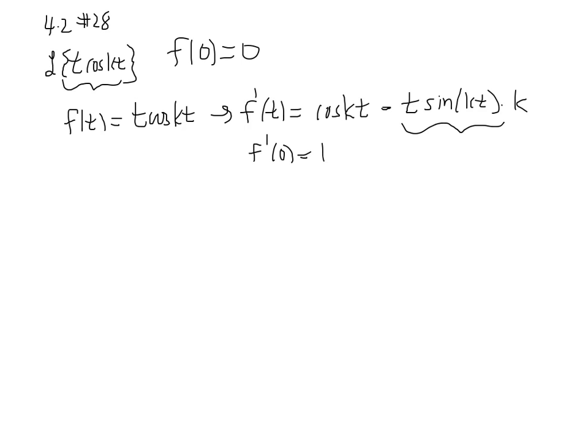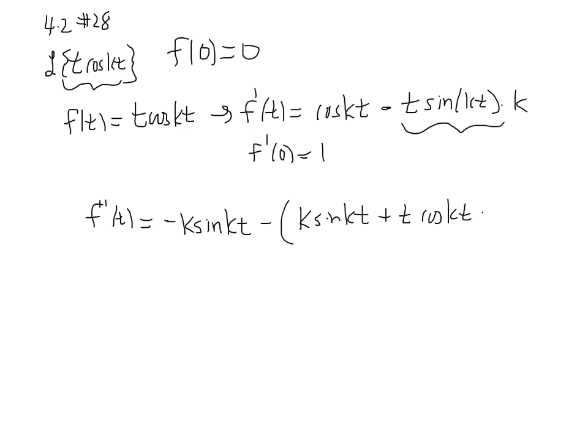So I'm going to take my second derivative, f double prime, is minus k sine kt minus k sine kt plus t times cosine kt times k squared.